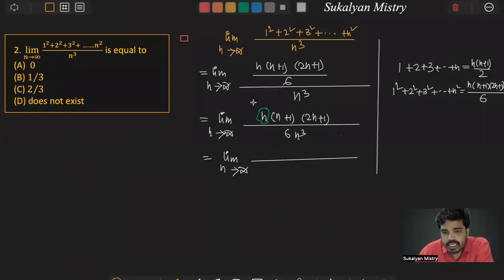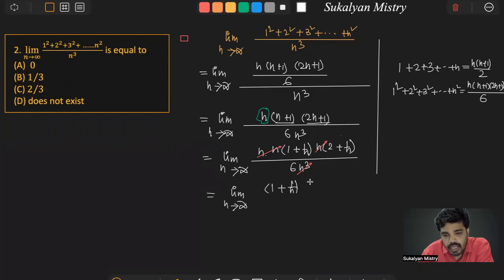So now just taking n common. Look, from this factor you take n common, so 1 plus 1 by n. Just taking n common, so 2 plus 1 by n, right, divided by 6n cube. Okay, so n into n, n square into n, that is n cube divided by n cube, so cancel out. So what do we get? We get the limit as n tending to infinity of 1 plus 1 by n into 2 plus 1 by n divided by 6.